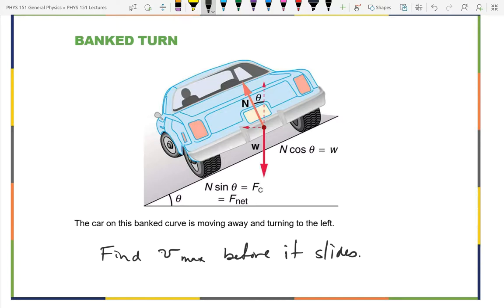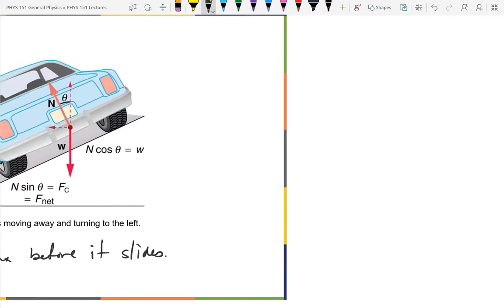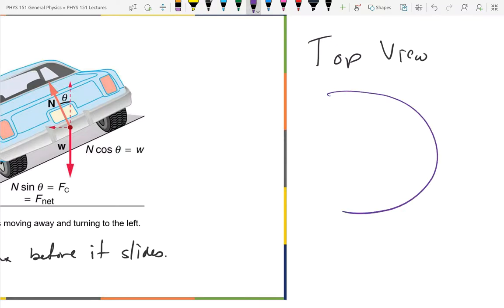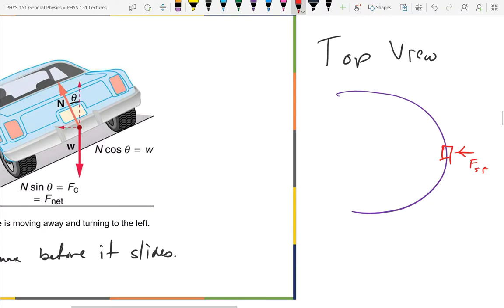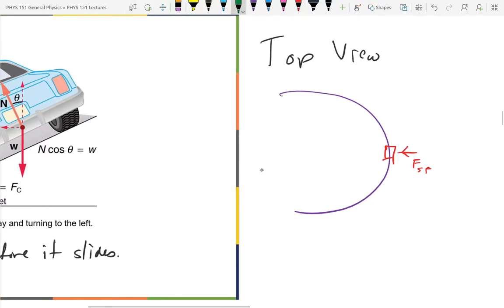So if I'm going to find the maximum speed before it slides, how do I start the problem? What's the first step? Okay, draw a diagram and get a free body diagram. So once again, just like before, I'm going to make 2 diagrams. One that's a top view. Force of static friction there. So there's my top view, and of course I have the radius r.